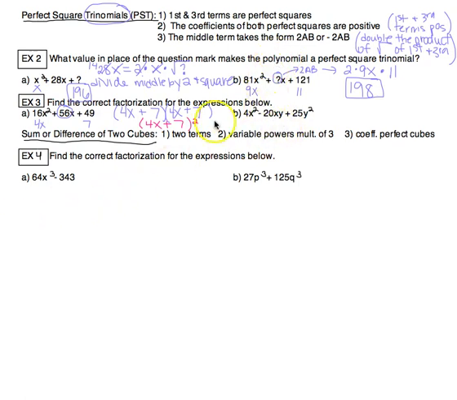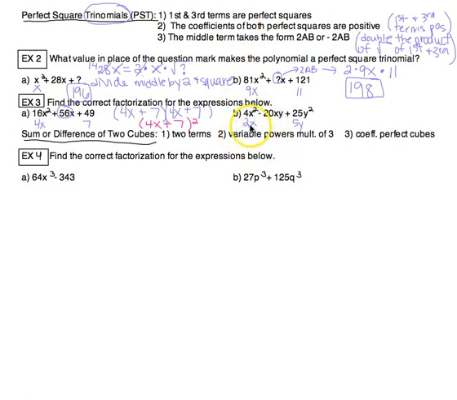So I've got 4x squared minus 20xy plus 25y squared. So first and third terms are both perfect squares. Square root here would be 2x. Square root here would be 5y. So yes to that one. Coefficients of both perfect squares are positive. Positive 25, positive 4. Yes. Check the middle term.